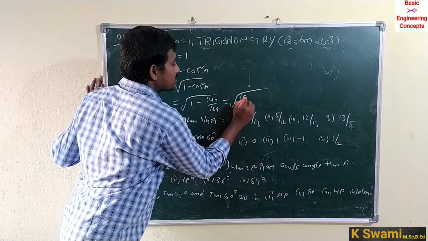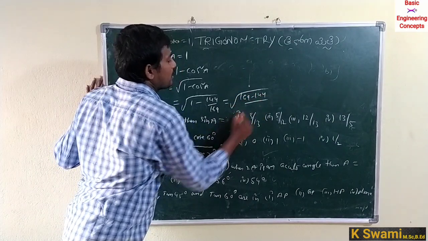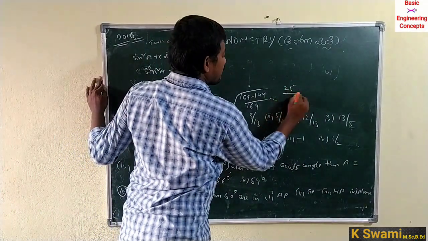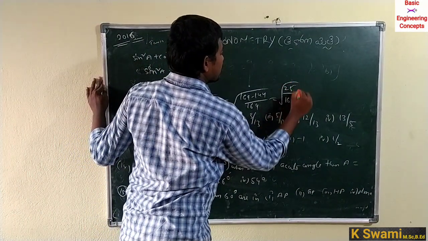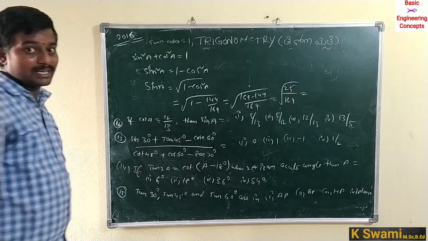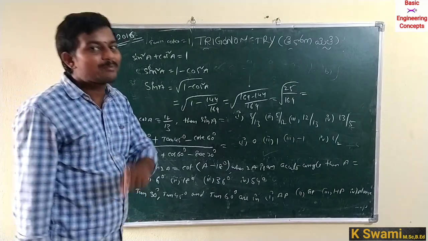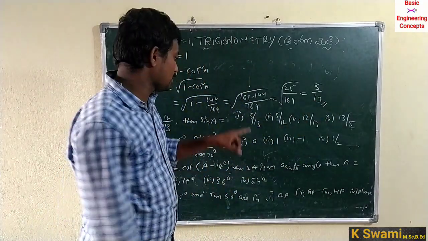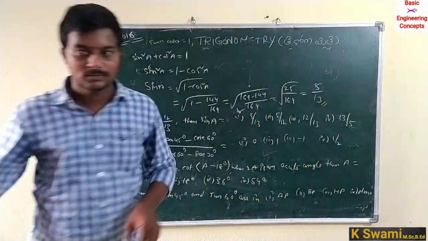The LCM is 169, so 169 minus 144 by 169 is equal to 25 by 169. Square root of 25 by 169, square root of 25 means 5, so 5 by 13. The correct answer is 1.